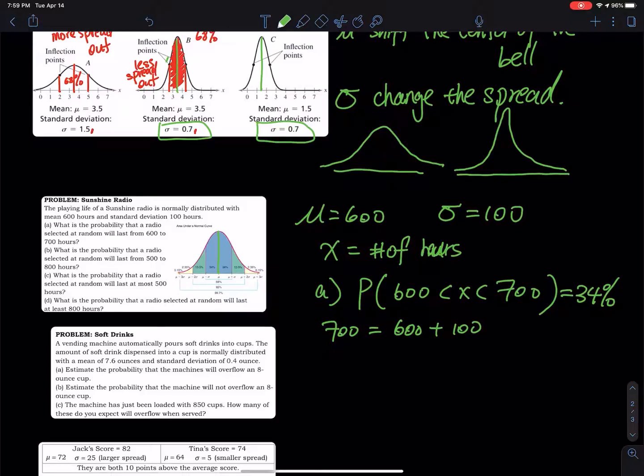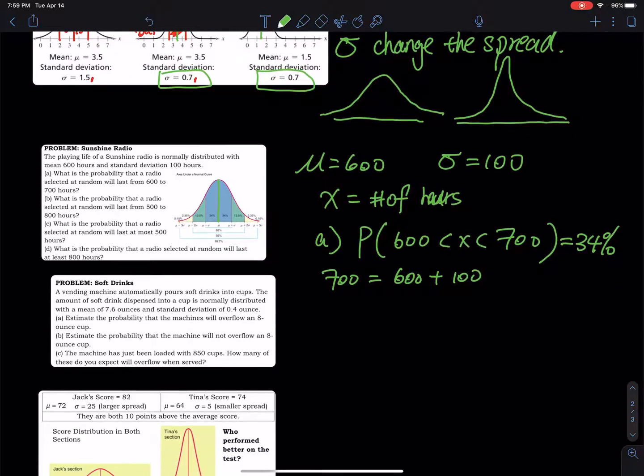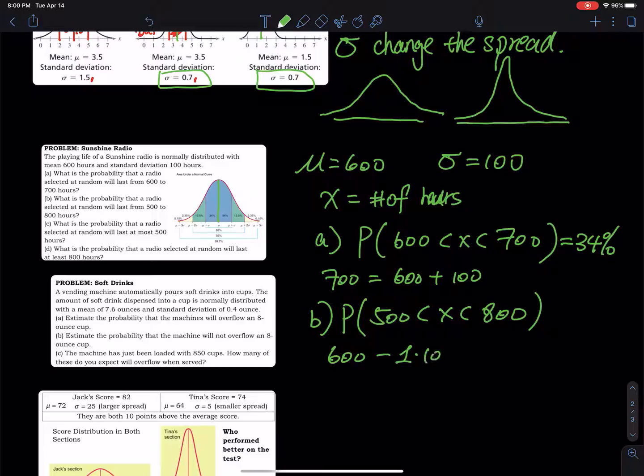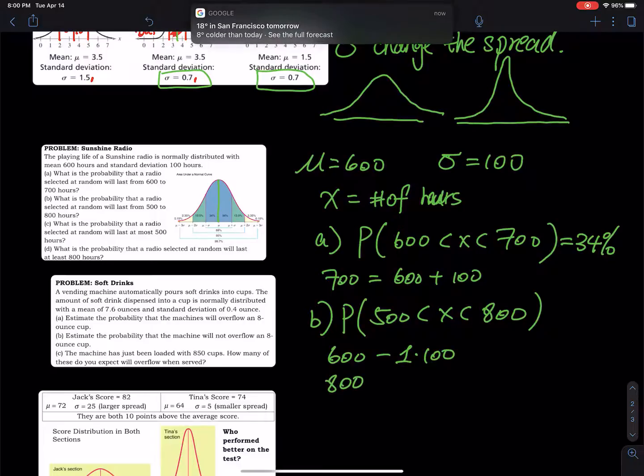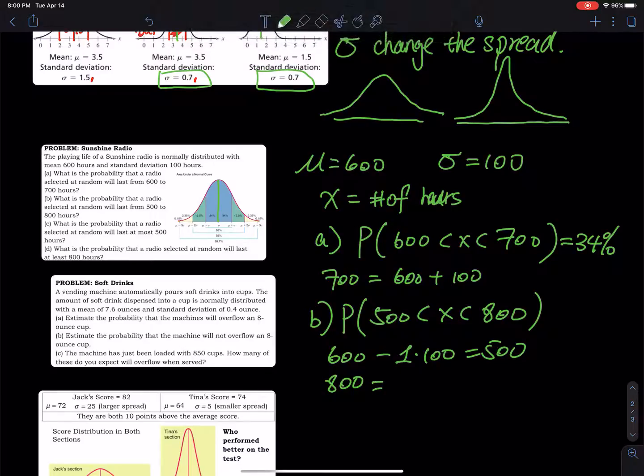And then B is from 500 to 800. So B is probability 500, x, and then 800. So we have 600 to 500, so we have 600 minus 1 standard deviation. And then for the 800, how do we go from 600 to 800? We have 600 and then we plus 2 standard deviations. So that equals 800, right?